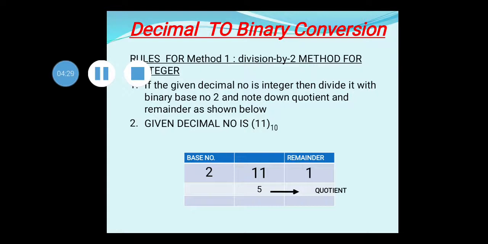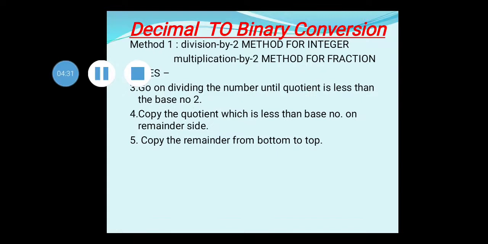Now once this is done, you have to again divide the quotient, that is 5, by 2 and note down the remainder. This will go on. You are going to stop when the quotient is less than the binary base number 2. When the quotient is less than 2, you stop, and you copy whatever is there in the quotient to the remainder side, which you will come to know in the coming example.